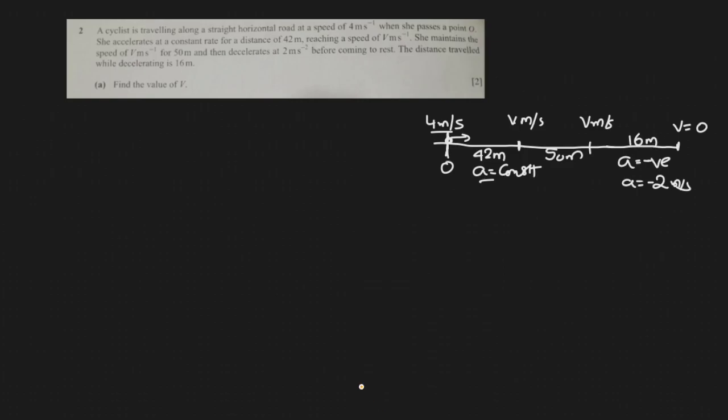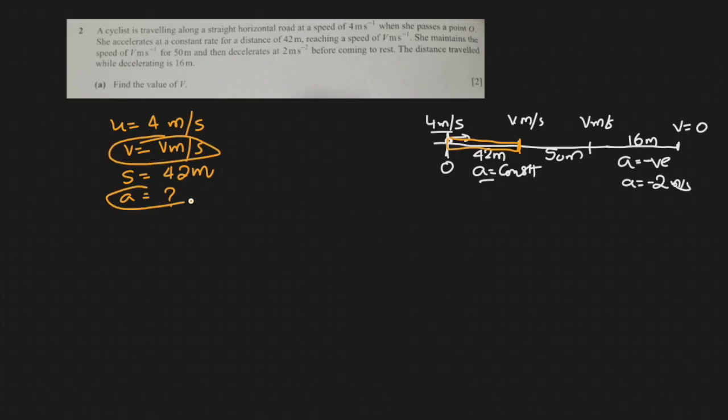So we have everything here. Find the value of v. What is the v here? If we think of this particular part only, we know that u is 4 meter per second, v is v meter per second, and s, distance covered or displacement in this case, is 42 meters. Acceleration we don't know. So we don't know two things, v as well as a.